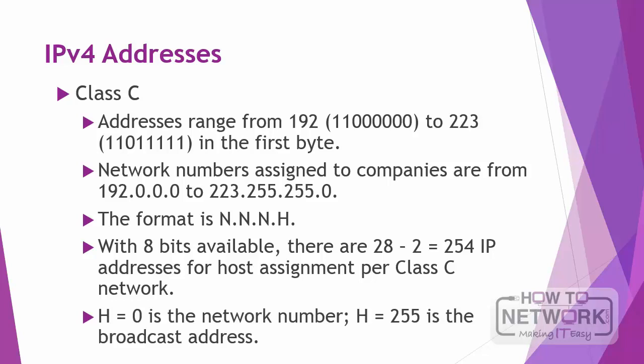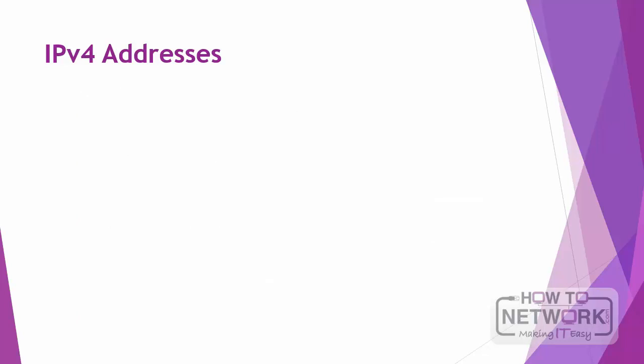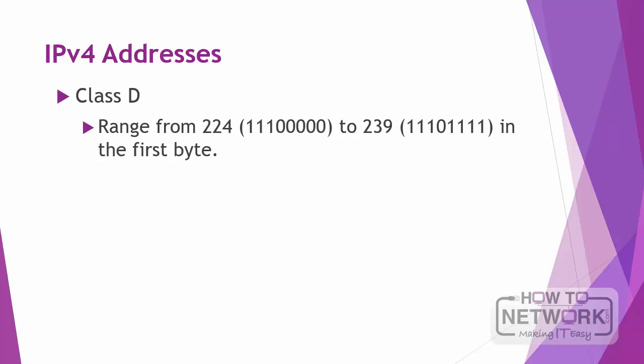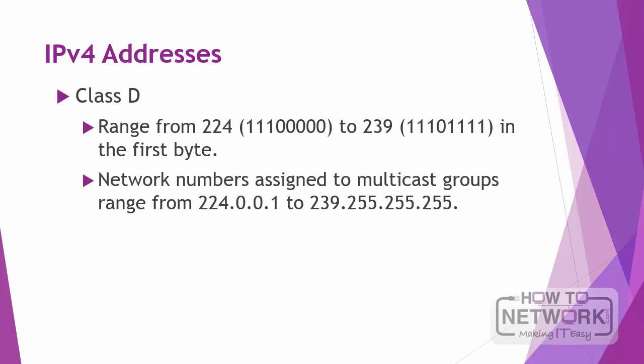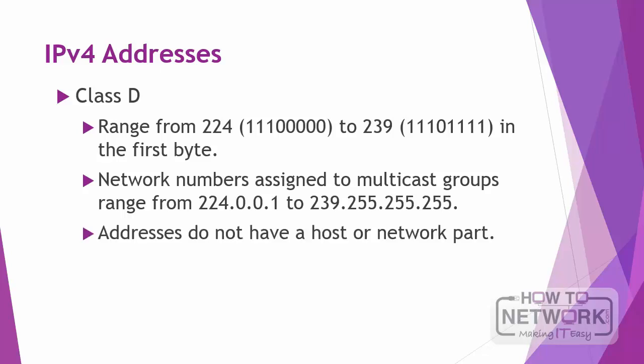Class D addresses range from 224 to 239 in the first byte. Network numbers assigned to multicast groups range from 224.0.0.1 to 239.255.255.255. Please note that these addresses do not have a host or network portion.